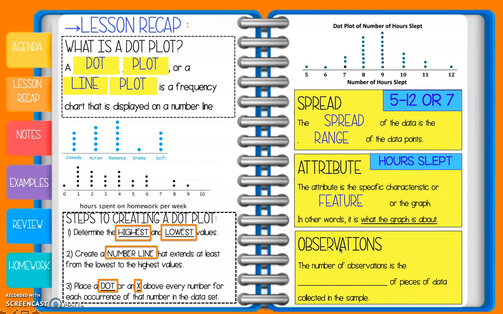Okay, and the number of observations is the number of pieces of data collected in the sample. So if they ask you how many observations, it's just asking how many pieces of data you have in this data set. We can do that by just counting up the dots. 1, 2, 3, 4, 5, till we cover the entire dot plot. And this one has 29 dots, therefore it has 29 observations. Okay, so that's some vocabulary we're going to need for the next few days as we look at statistical displays.